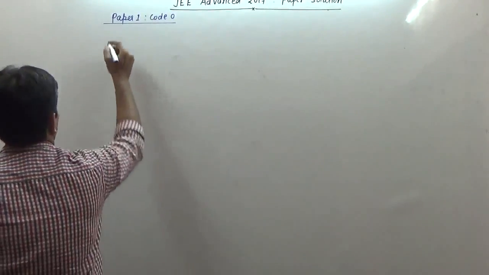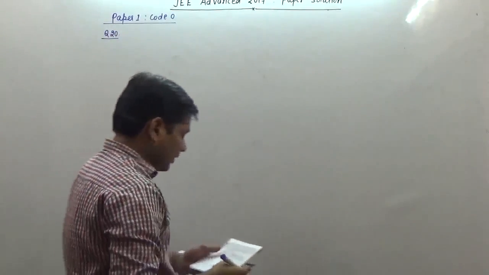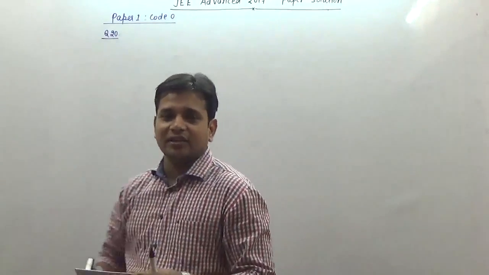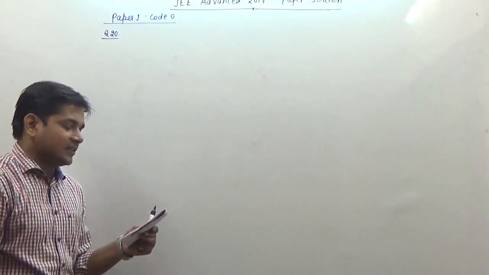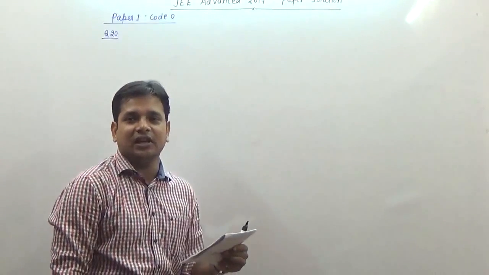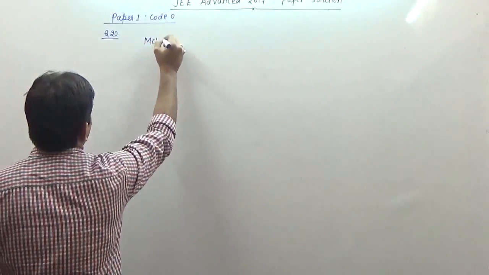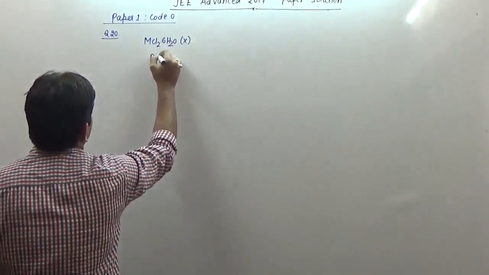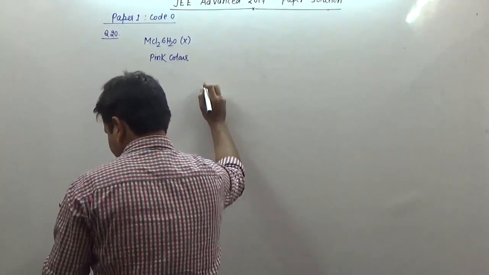The next question is question number 20. Question number 20 is again from inorganic chemistry, and it is of coordination and salt analysis. It is telling that addition of excess aqueous ammonia to a pink colored aqueous solution of MCl2 6H2O. It is told that MCl2 6H2O is X, and it is pink color.